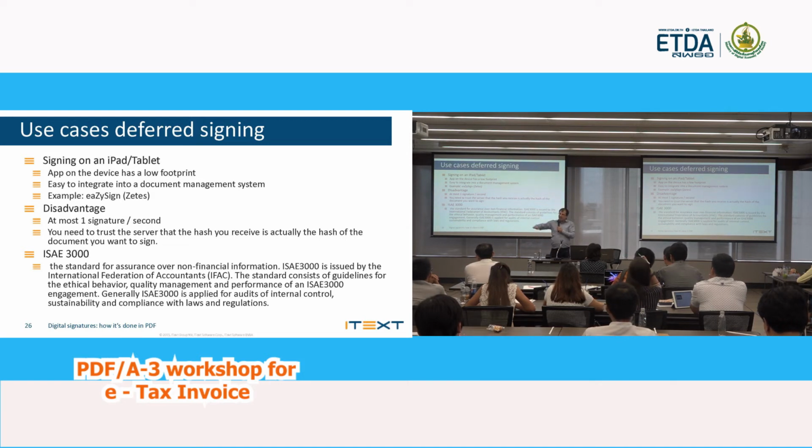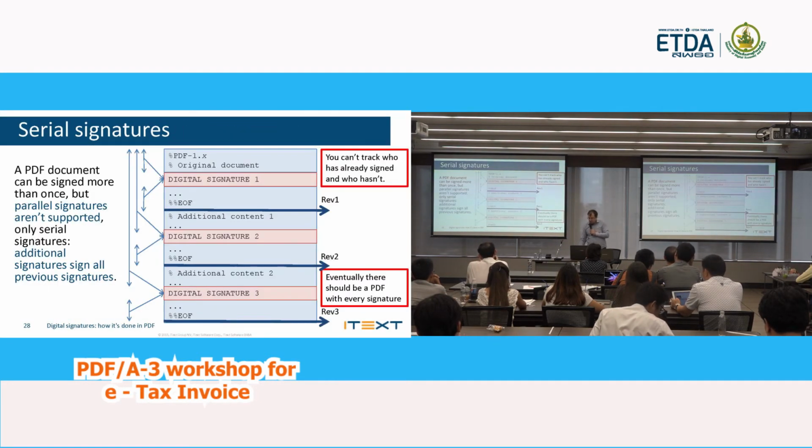For instance, you could say, I want to sign document A, but the server sends you the bytes of document B. You are never going to see the difference, and you sign document B and not document A. So that's why there are some standards in place like ISAE 3000. That's where suppliers or vendors like EasySign, like Zetes, get audits on a regular basis. They subscribe to a program where they are audited and they get a label: this is a trustworthy company.